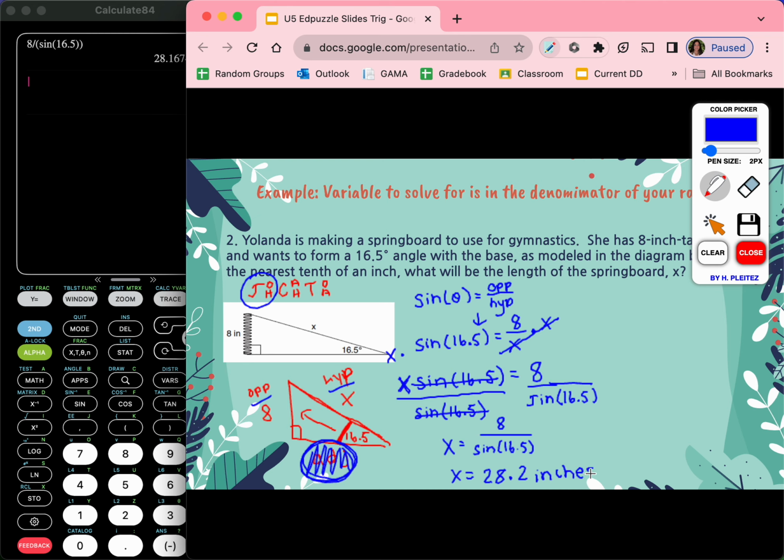Don't forget our units. I think on the last question I forgot to write the units in. And we always, right, we're always precise. We always box our answers.